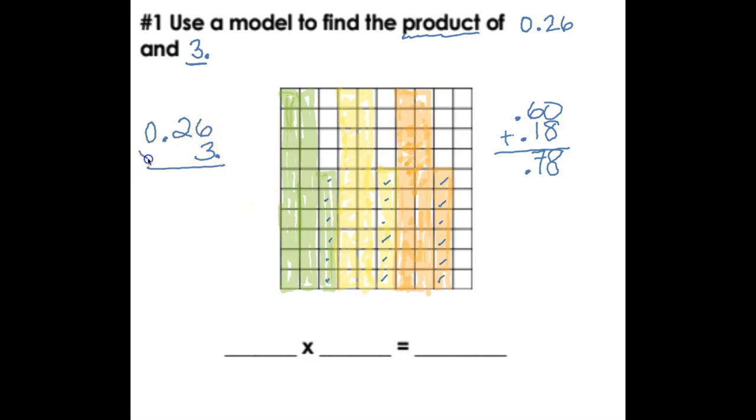Here's what it looks like when we multiply it the 5th grade way. 6 times 3 is 18. We're going to carry that 1, put it right up there. 2 times 3 is 6, plus 1 is 7.